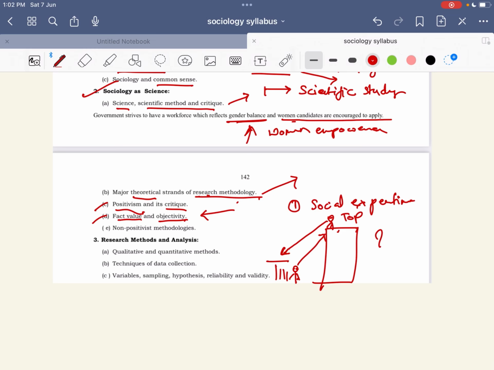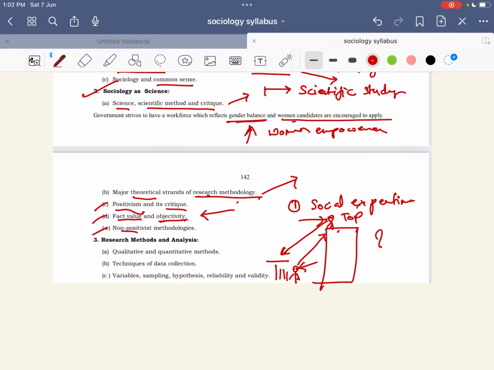So what is the truth? His truth is according to his subjectivity, and his truth is according to his subjectivity. So they are trying that whenever we are doing a sociological experiment or sociological study, we should be objective. This also we are going to study.